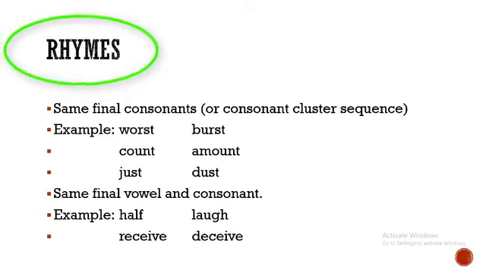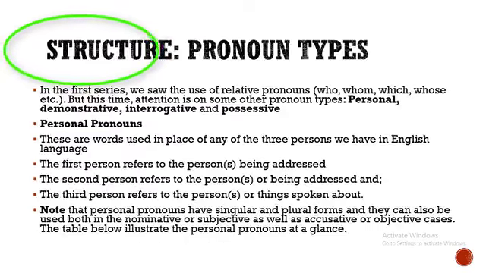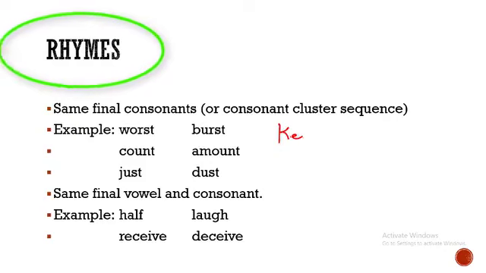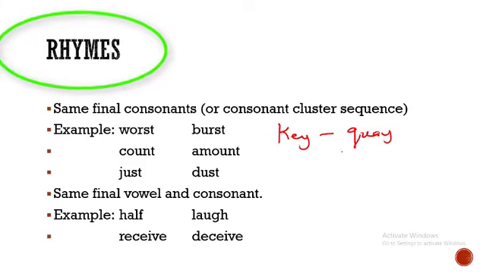Okay, we have worst, we have burst. We have count, we have amount. We have just, we have dust. We have half, we have laugh, we have receive, and we have what? Deceive. Now, there are numerous examples. We could also have this. We could have key, and this is key also. This is not que, it's key.